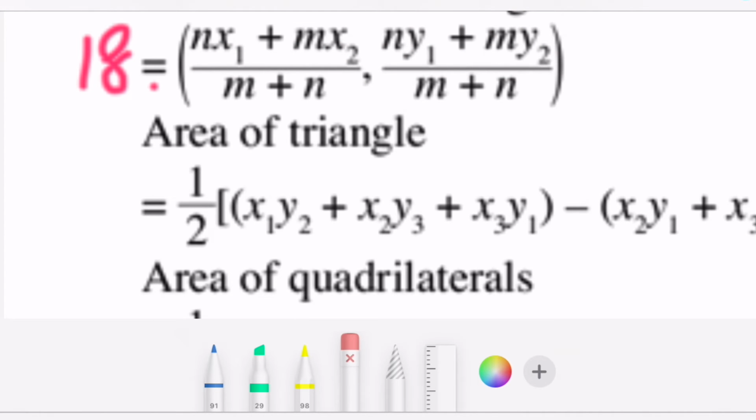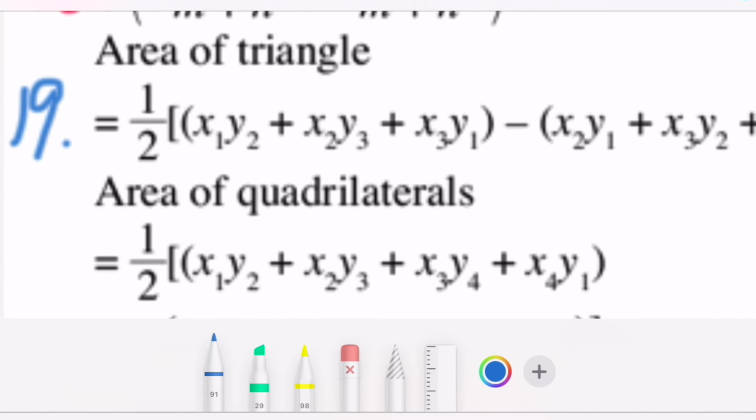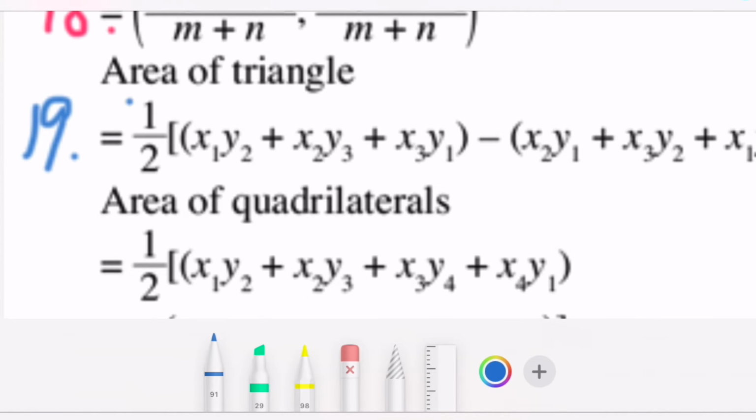Number 19 is the area of a triangle in coordinates. So that is how you write the formula. Remember, there is a modulus. Area must always be positive, so we will put the modulus. Either you put the modulus here, or we can put the modulus inside here. Area must always be positive, right?